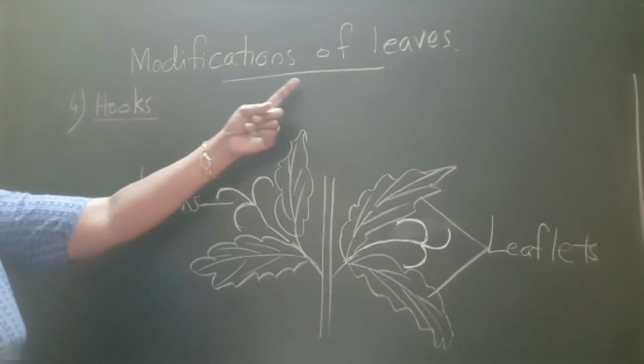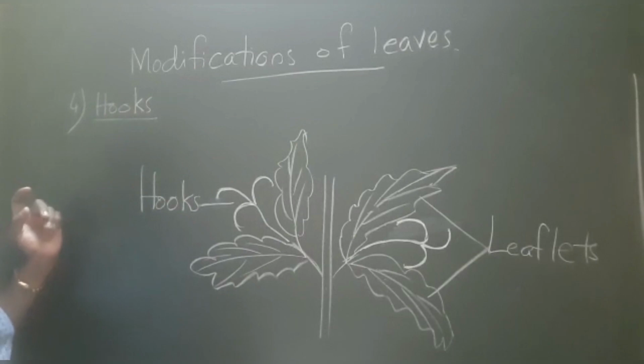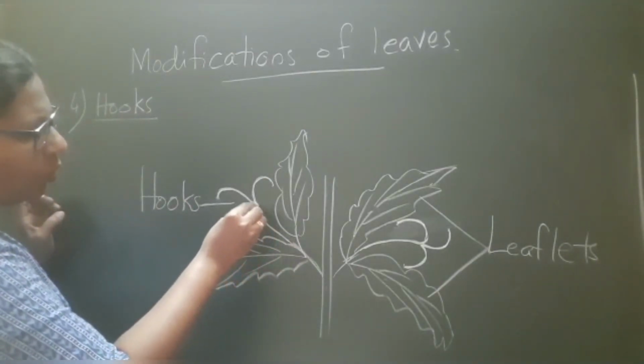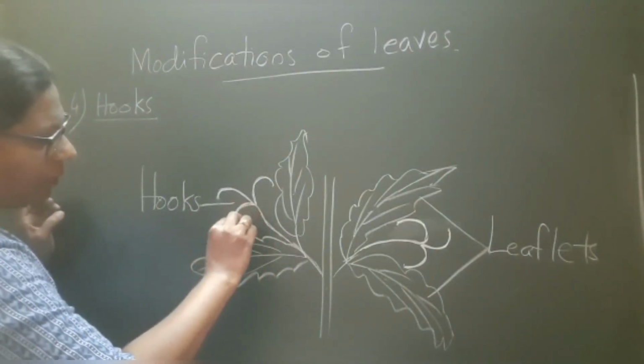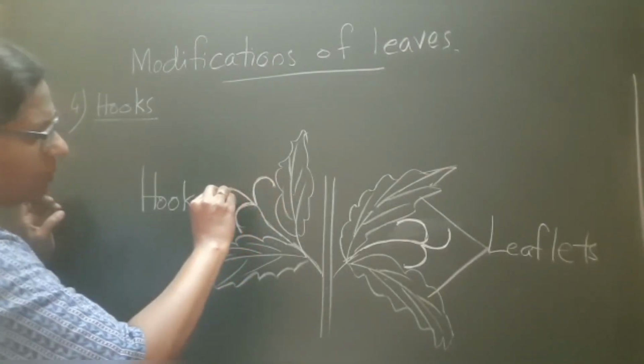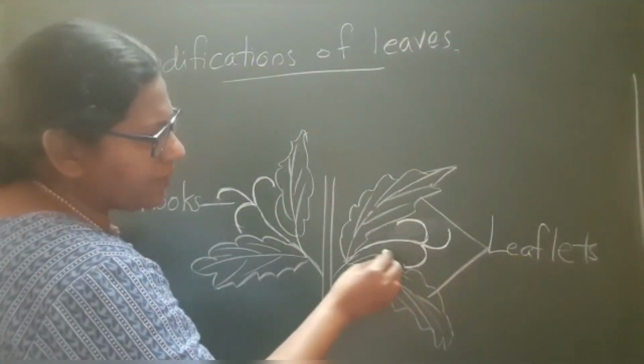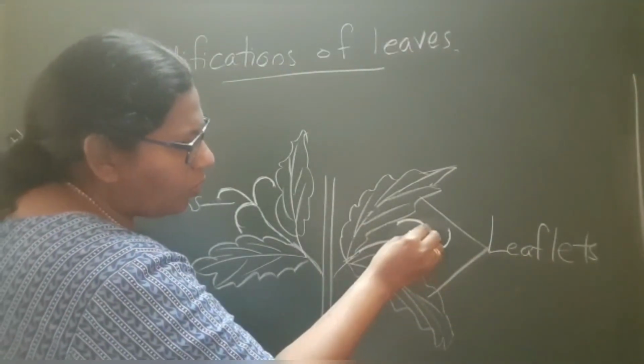The fourth modification of leaves is hooks. Here in this diagram you can see the hook. This looks like cat's claws. See, these are called hooks. These are leaflets. See, here also hooks.